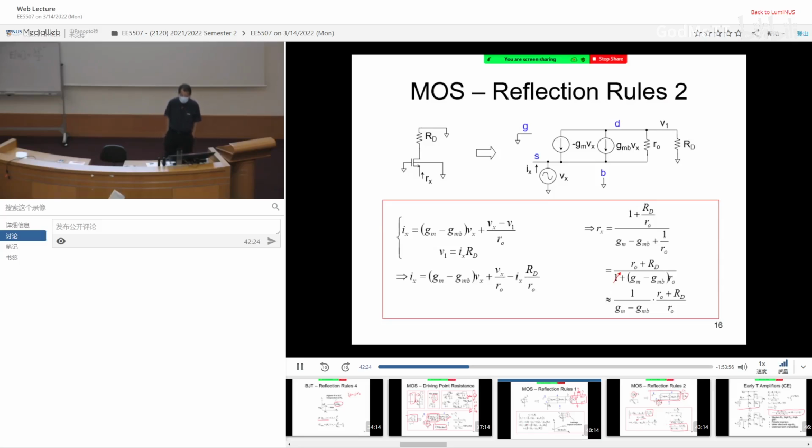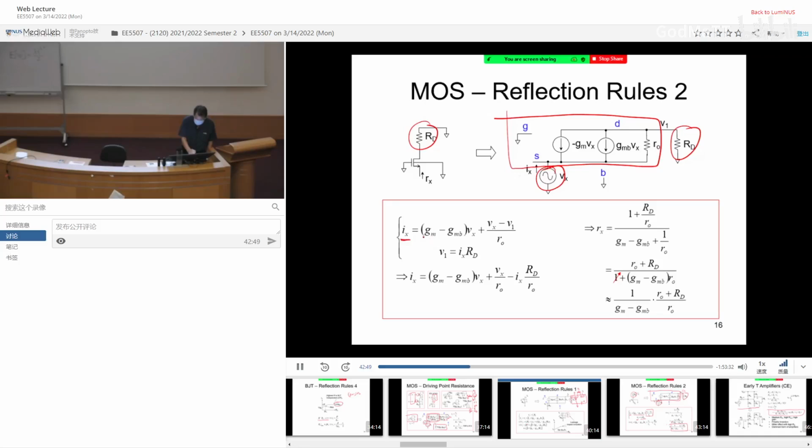Reflection rule number 2. So I connect a resistor at the drain terminal. I look up into the source terminal. Gate is grounded. So again, I have to start from the fundamental. Replace the transistor with the hybrid pi. Connect the RD over here. Connect the VX over here. So let's figure out the expression.